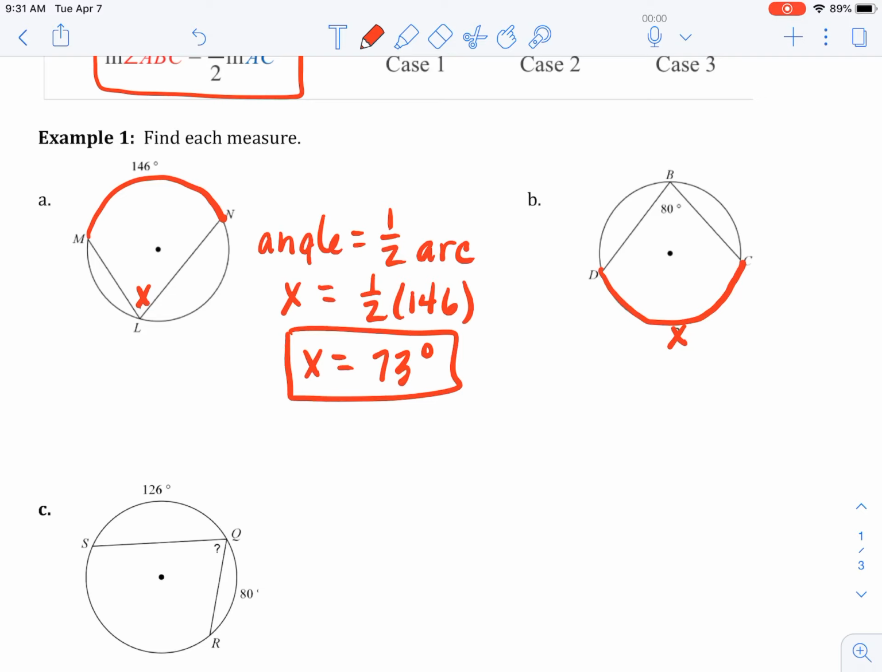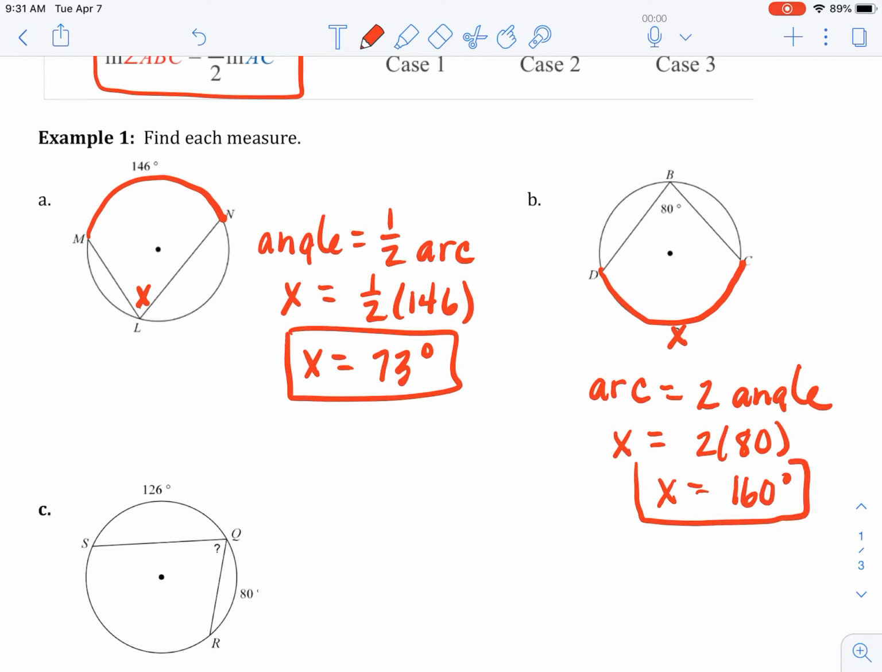So in this case, I would use the relationship that if I want to know the arc, I can just double the angle. And so my arc is X. If I double the angle, I get 2 times 80. And so my X in this case would be 160.